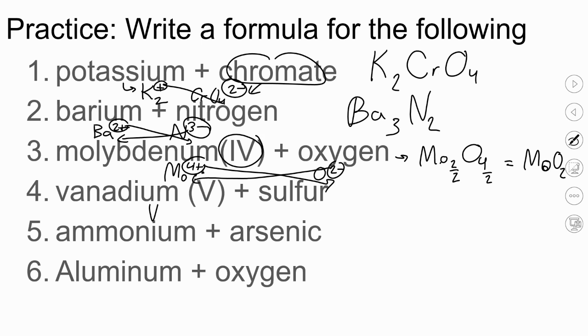Vanadium. What's this symbol? 5 plus, okay. What's sulfur's charge? Good, 2 minus. So we're going to bring down the charge. Can we simplify this? V2S5. Can we simplify that? What? Vanadium is the third blue one on the top.